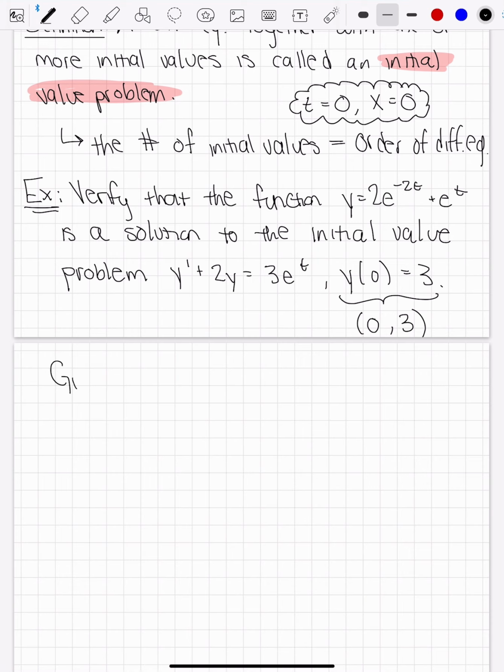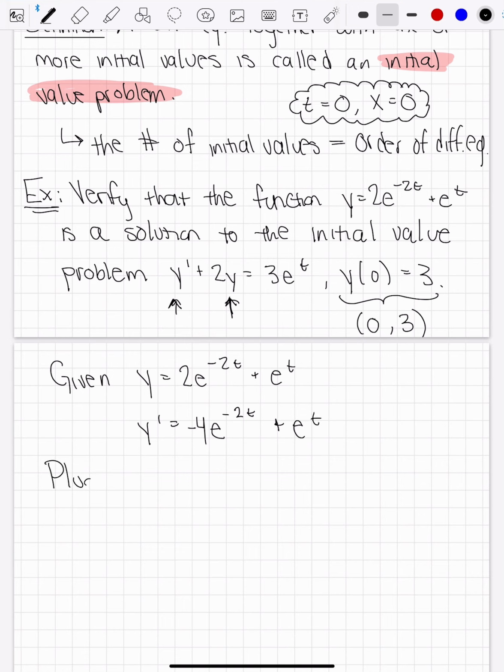So we're given y equals 2e to the negative 2t plus e^t, but we know we also need, not just y, to plug into the diff EQ, we also need y prime. So let's find y prime, the derivative. Remember we have to use the chain rule. The derivative of the outside is e to the x, plug the inside in and then multiply by the derivative of the inside, which is -2. So this becomes -4, because -2 times 2 is -4. And then the derivative of e^t is just e^t.